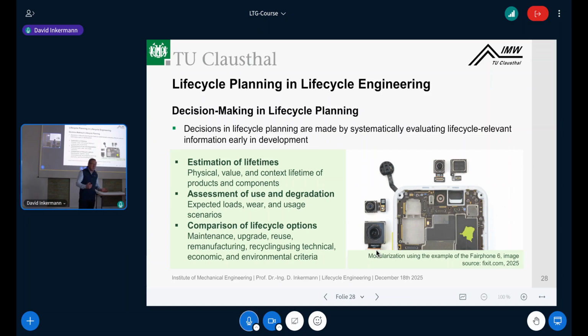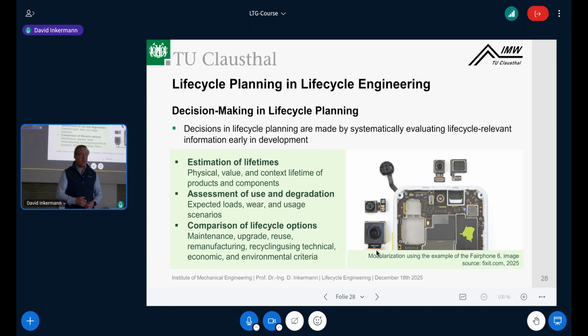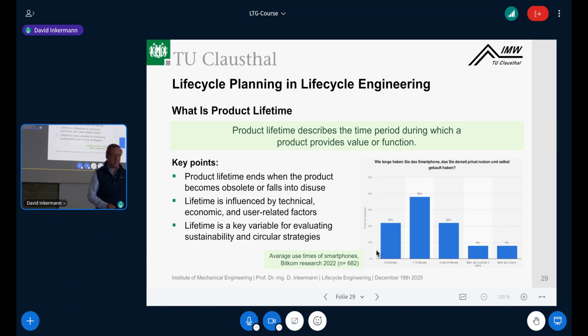And also it's a question, what is the assessment of the use and the degradation? So what are the loads that we expect? We discussed it with the wind turbine, but also what are the use scenarios? Is that a single-use product? And comparison of the different lifecycle options. So what is most fitting for the specific component? Those are the decisions that have to be taken in this lifecycle planning, or that are also supported by lifecycle planning. And there's one aspect that we discussed already before, and that is related to the lifetime, the product lifetime.